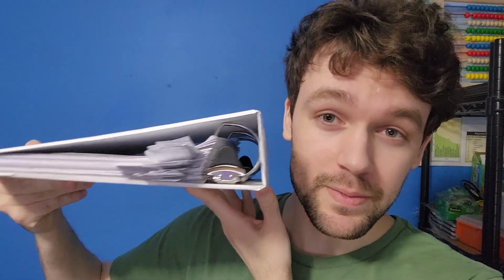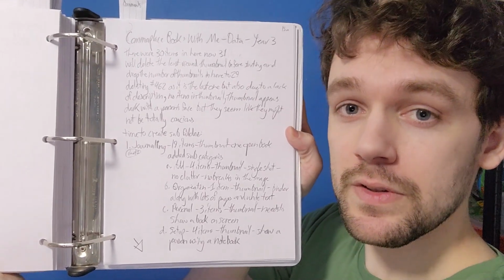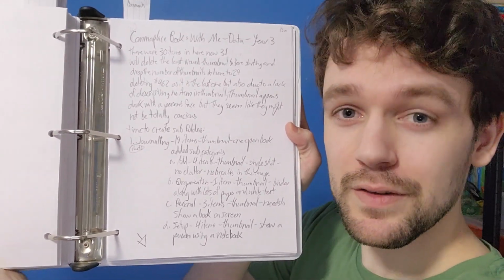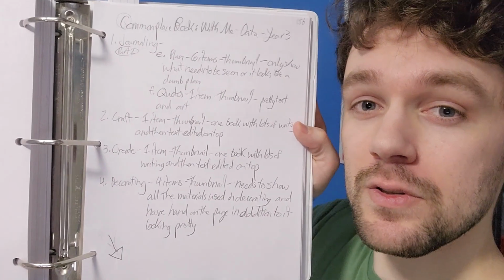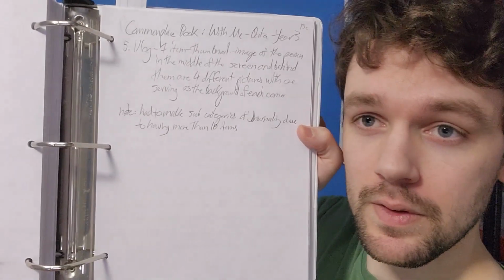Today we're going to be talking about the commonplace book, or mine is a binder, but we're going to be talking about commonplace books and how the titles work. So this is page one of a few, and this looks a little weird because journaling is listed twice, but we're going to be looking through all of these.